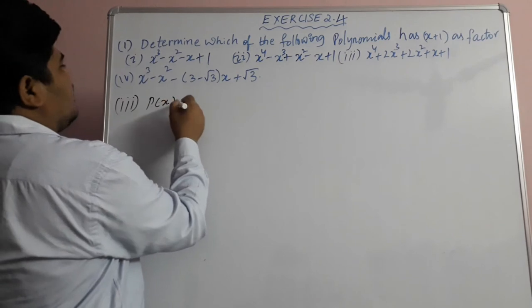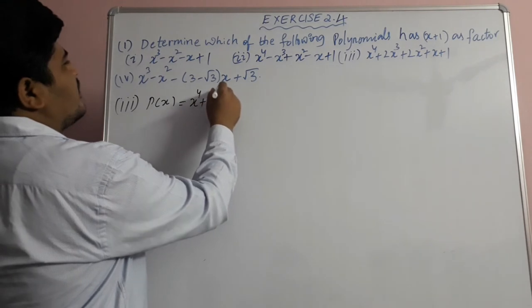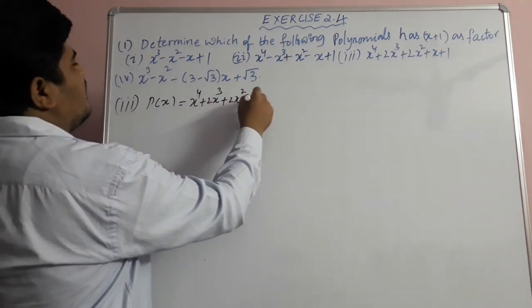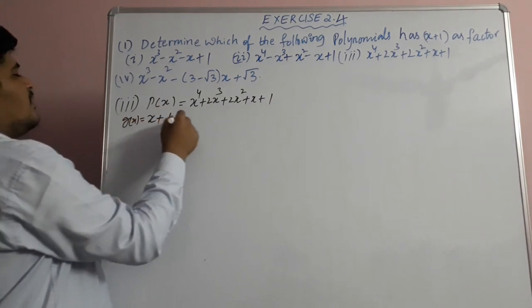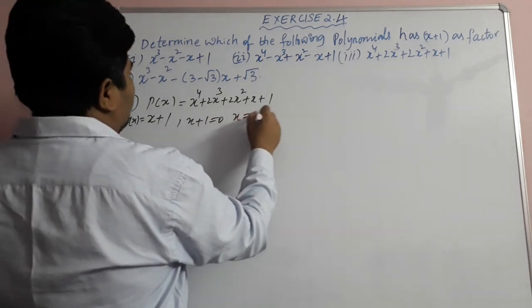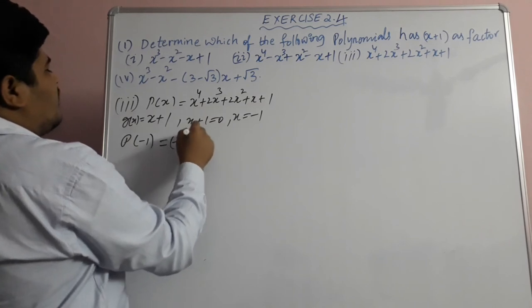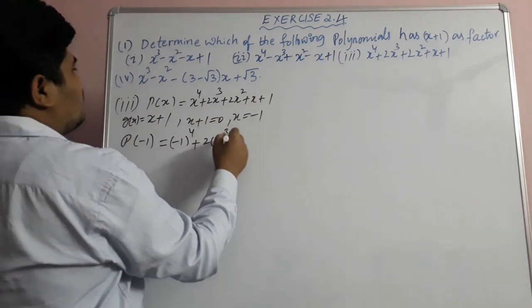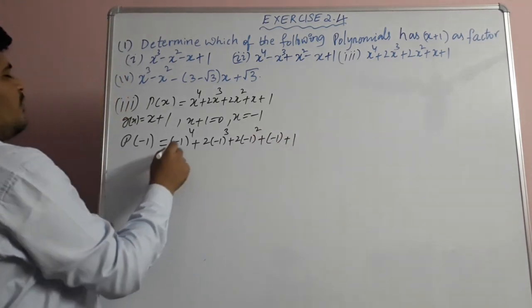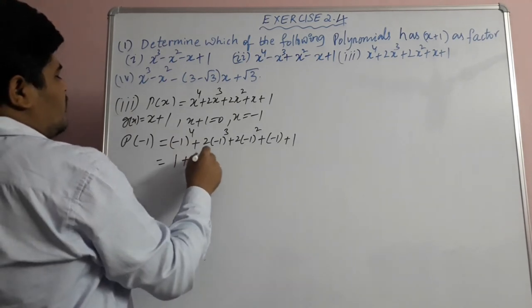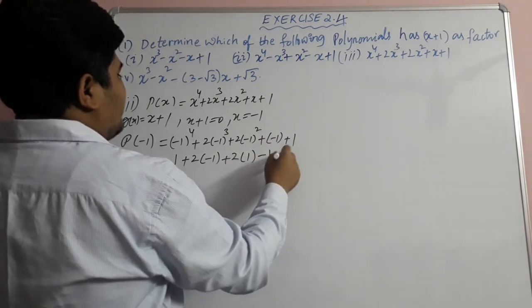So p of x is equal to x power 4 plus 2x cube plus 2x square plus x plus 1. So we are dividing with x plus 1, so let it be g of x. And x plus 1 is equal to 0, x is equal to negative 1. So the remainder is p of minus 1. So that we need to find: (-1)^4 plus 2 into (-1)^3 plus 2 into (-1)^2 plus (-1) plus 1. So (-1)^4 is plus 1, plus 2 into negative 1, plus 2 into positive 1, plus into minus is minus, plus 1.